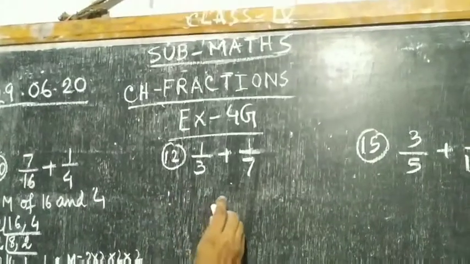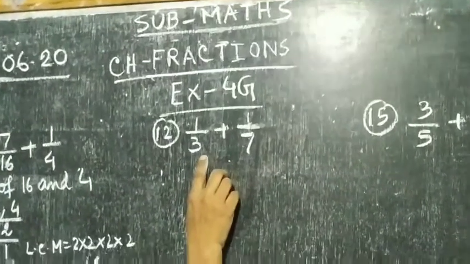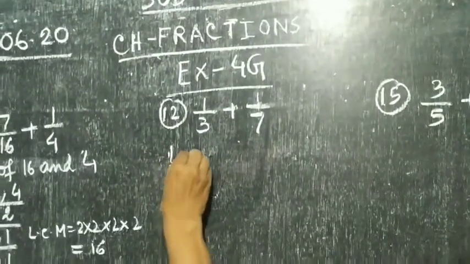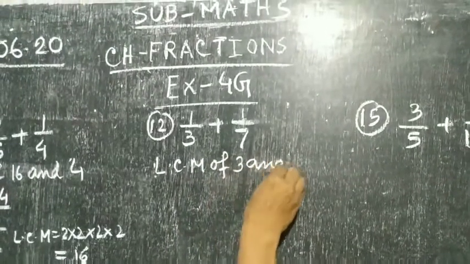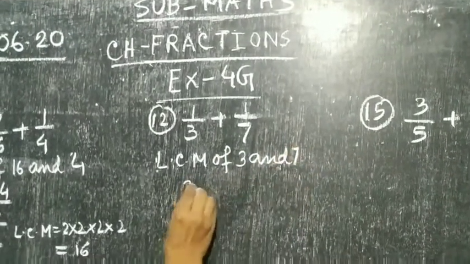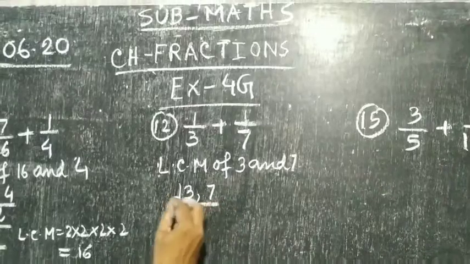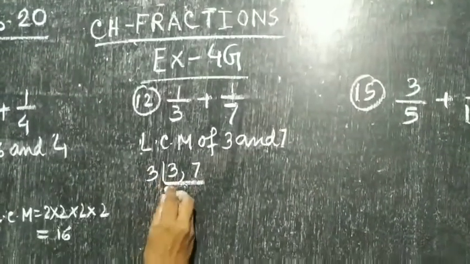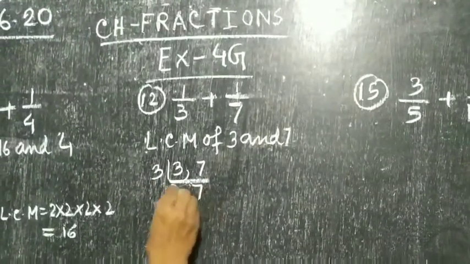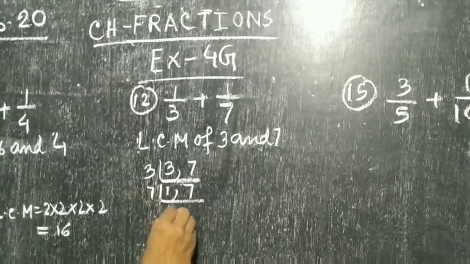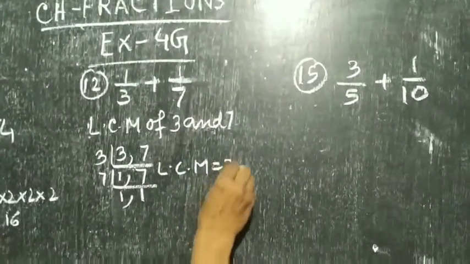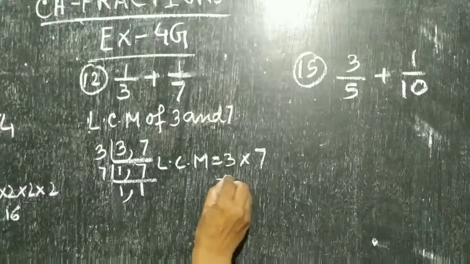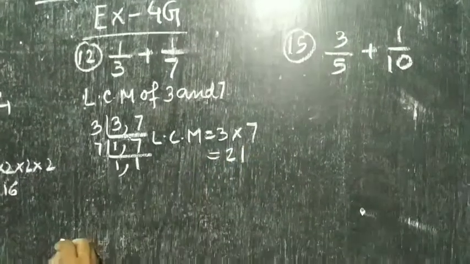Next, let us do sum number 12. Again you have to take the LCM of the denominators 3 and 7. So LCM of 3 and 7. Here also I should apply the repeated division method. Divide them by 3, so 1, 7. Again divide them by 7, 1, 1. So LCM is equal to 3 into 7. This is equal to 21.